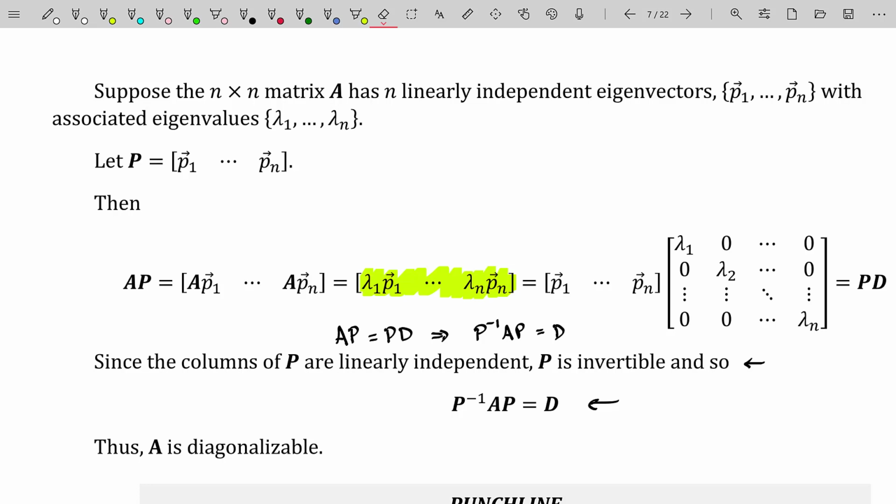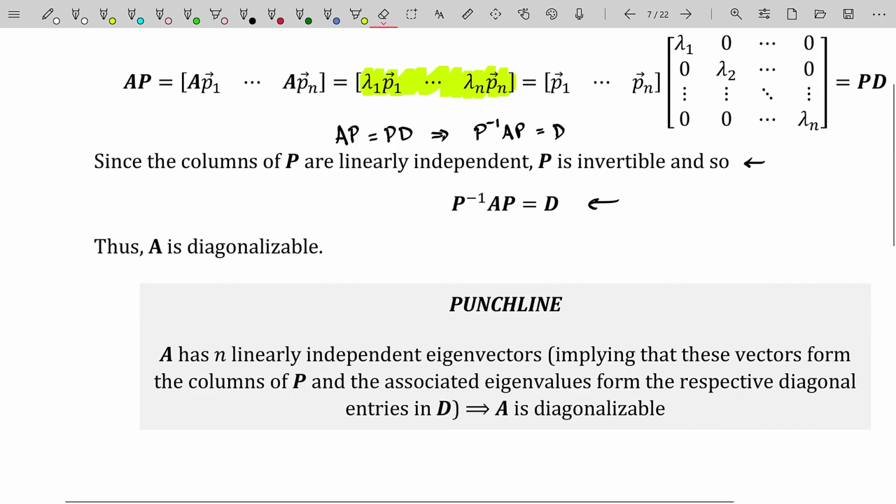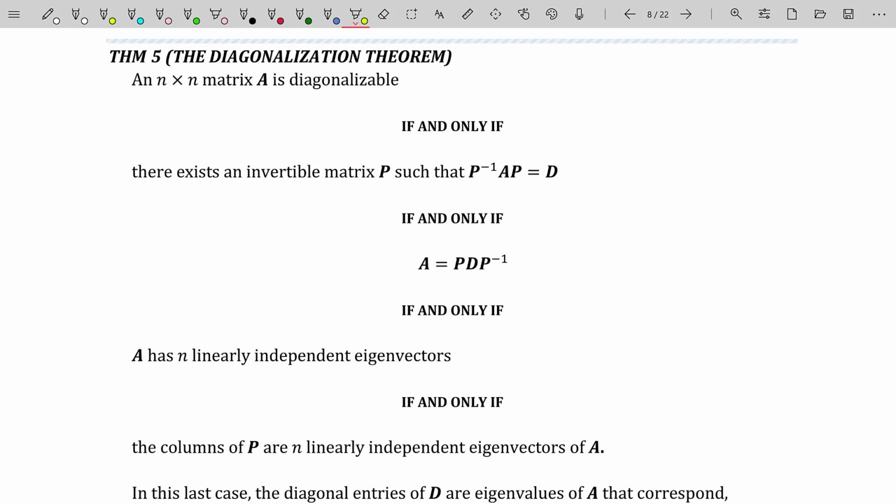Thus, A is diagonalizable. The punchline to this statement is A has n linearly independent eigenvectors. Well, that will imply A is diagonalizable. But remember, on the previous page, I said we proved that if A is diagonalizable, then A has n linearly independent eigenvectors. We have proved a massive theorem in linear algebra. It's called the Diagonalization Theorem. And there are a lot of pieces to it, but actually most of them we already know.